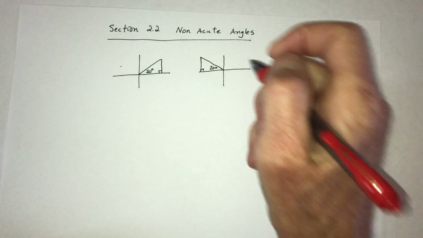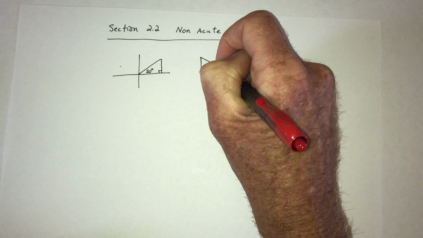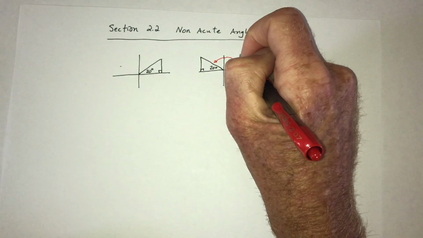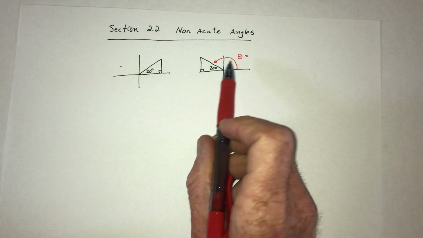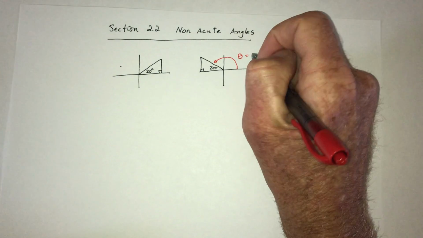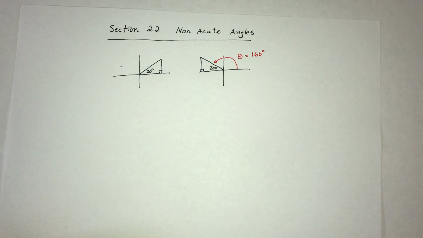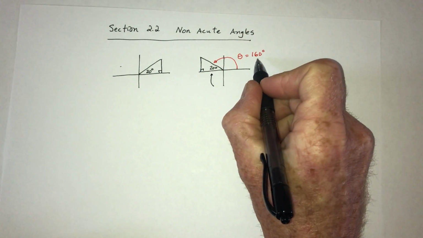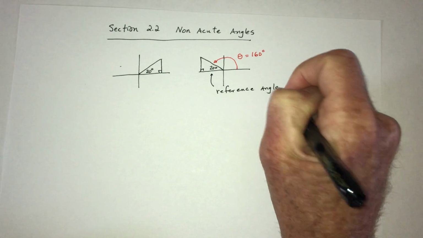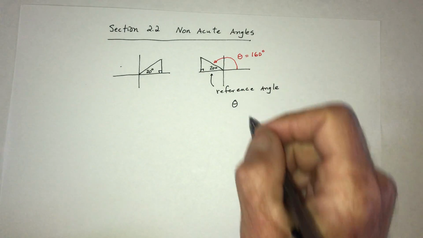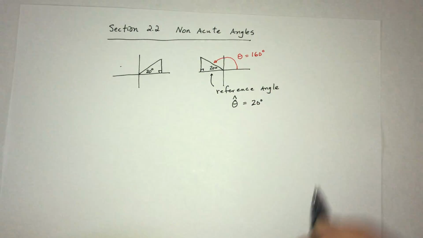So the original angle that would be given is starting from the x-axis, then measured this direction. That's the traditional way to measure angles when you have the xy system. And so then how much would the angle theta be? Well, since this is a straight line, 20 plus theta has to equal 180 degrees, which means that theta is equal to 160 degrees. And this is called the reference angle for 160. And the symbol for reference angle is theta with a hat. Theta hat equals 20 degrees.